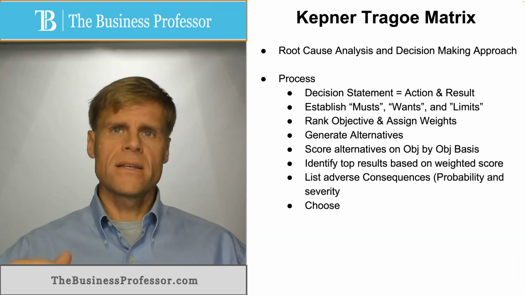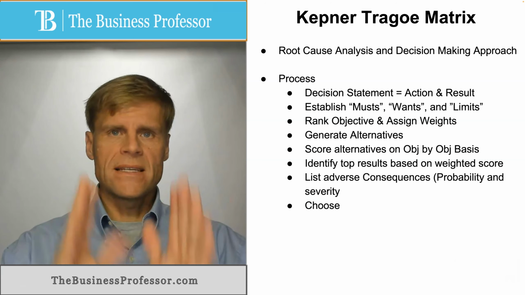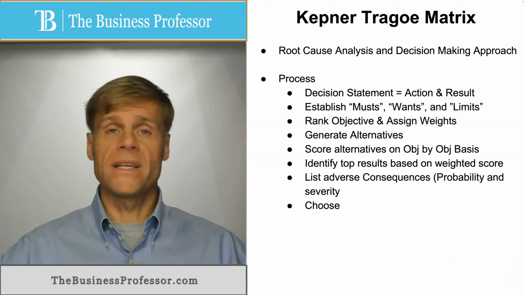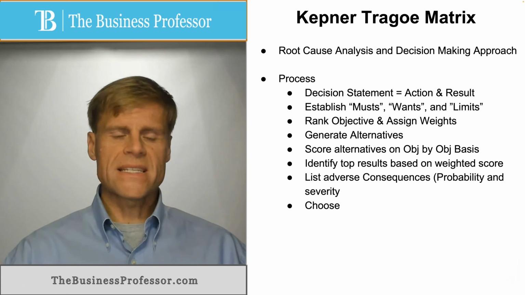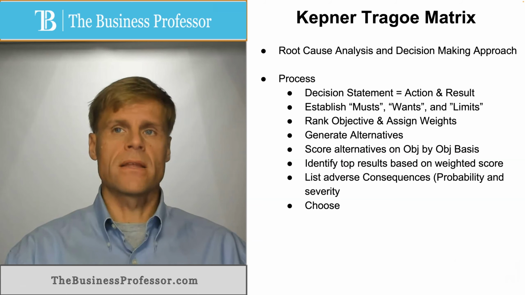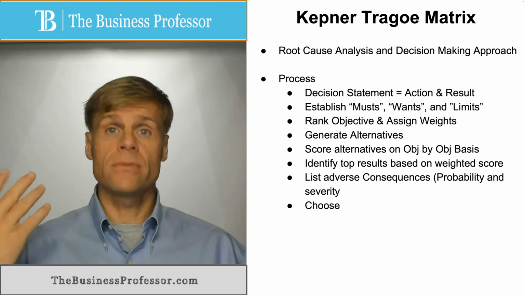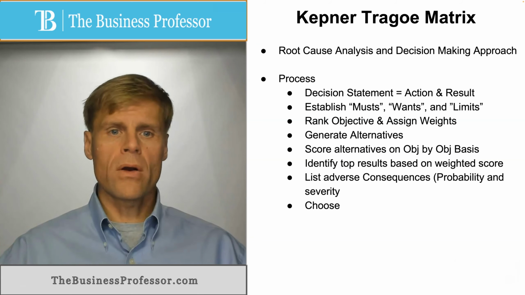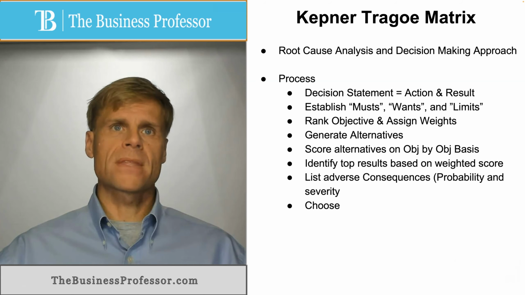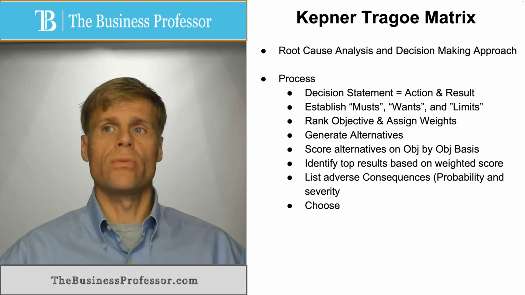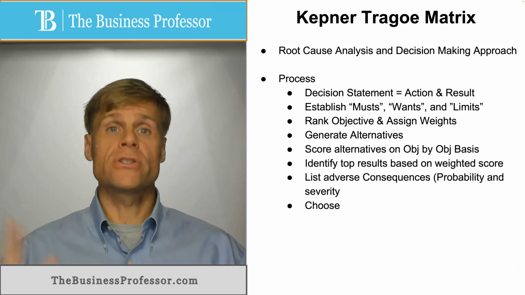The process used as part of this matrix is you begin with a decision statement that states the intended action and results for a particular scenario or situation where you have to choose between alternatives. Okay, you establish what are the absolute necessities, the musts, what are some of the objectives that you would like to achieve in the situation, the wants, and then what are some boundaries or things that have to be present, but you can't go beyond a certain scope. So what are the limits of the situation? Now, once you identify these, you have a context in which you're going to make the decision.